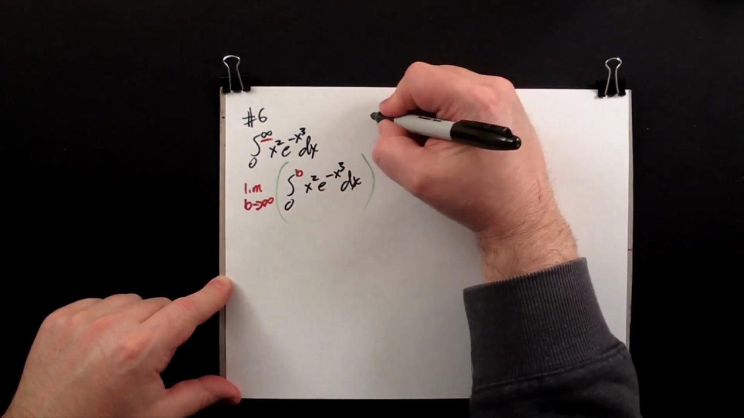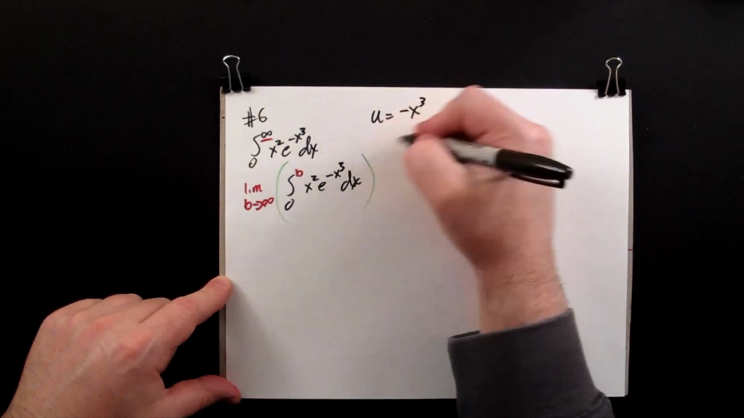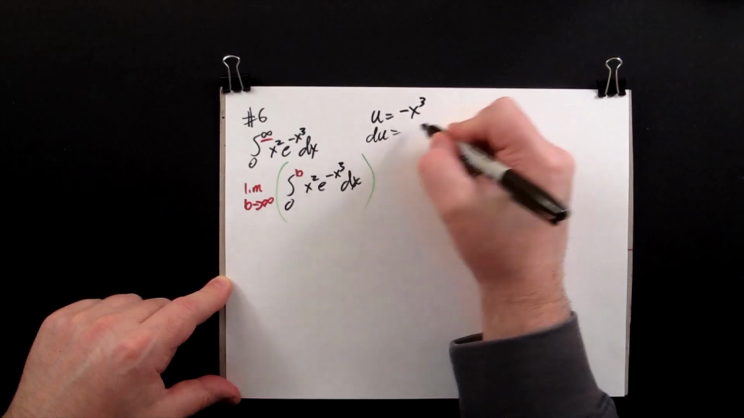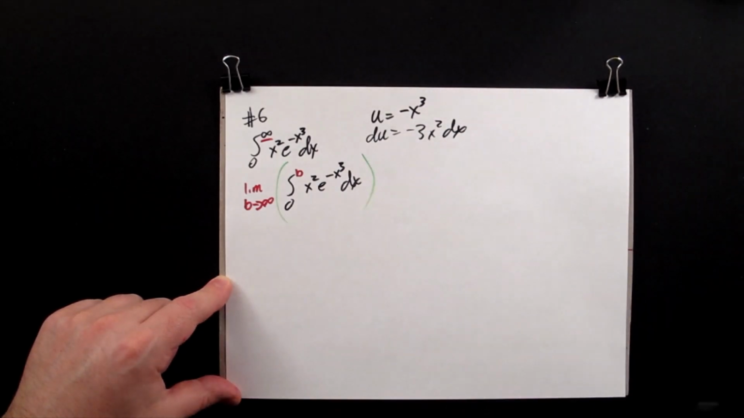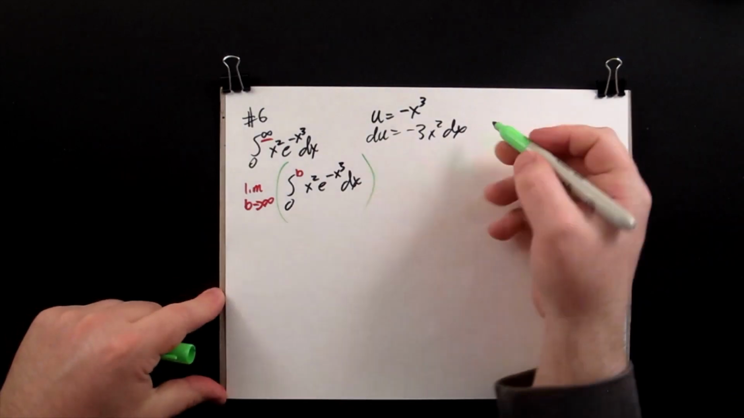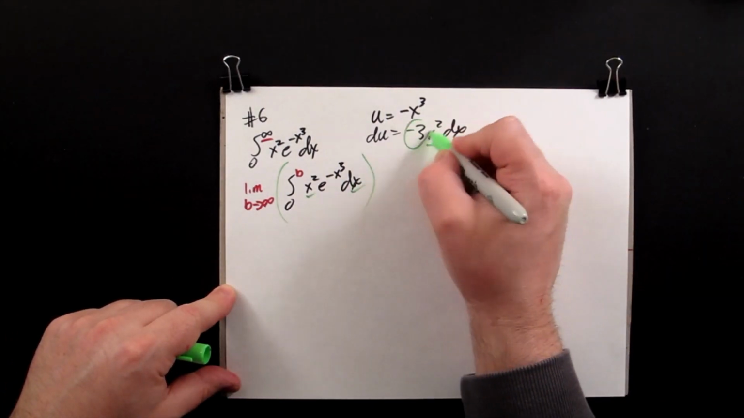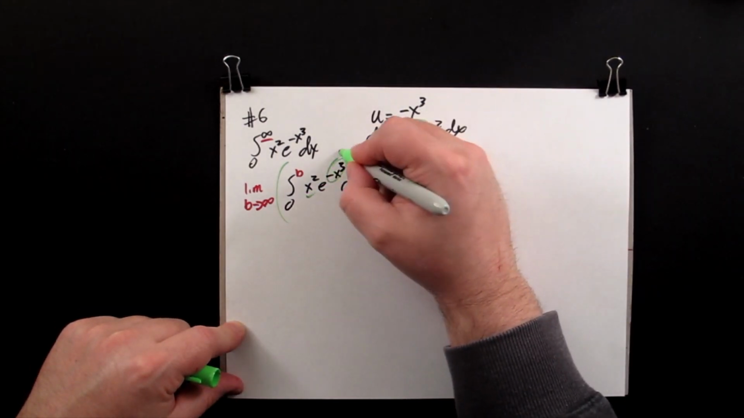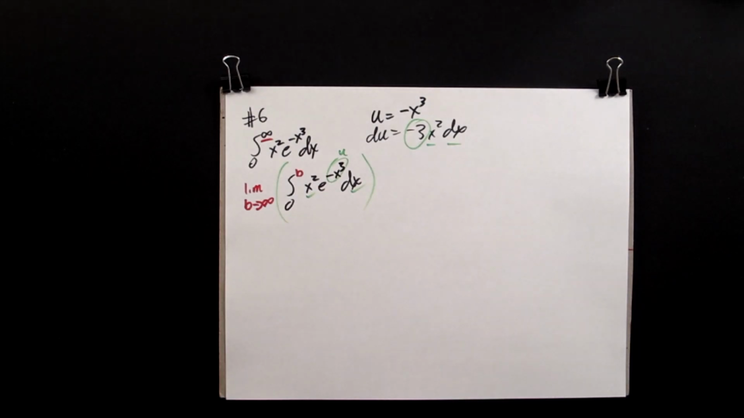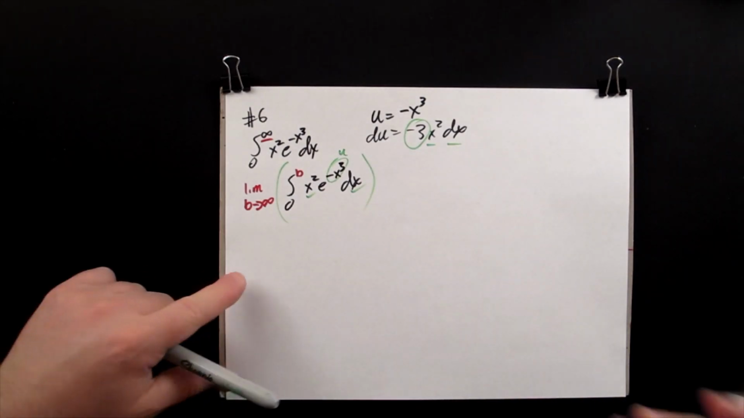So our u is going to be minus x cubed, and then you take the derivative of that, you get minus 3x squared dx for your du. And so we have most of the du components, but we're missing the minus 3, so we need to put that in there. And of course we have our u here. I'll write it in another step.